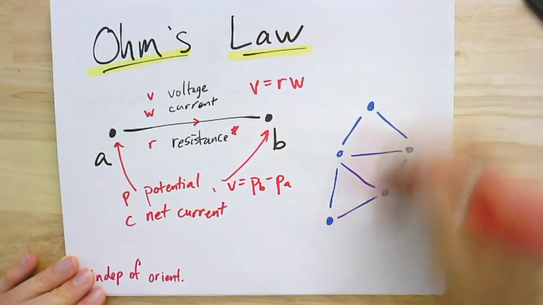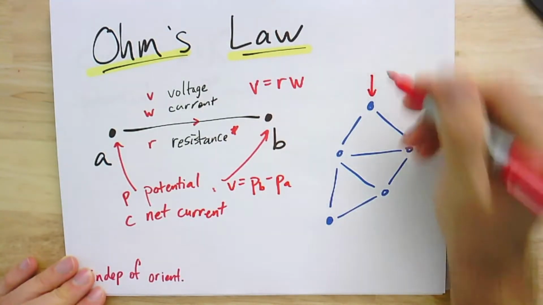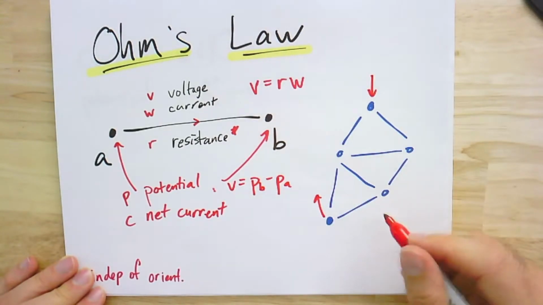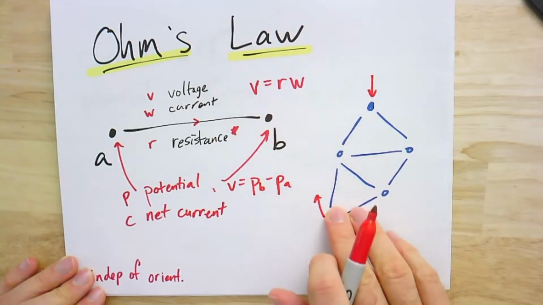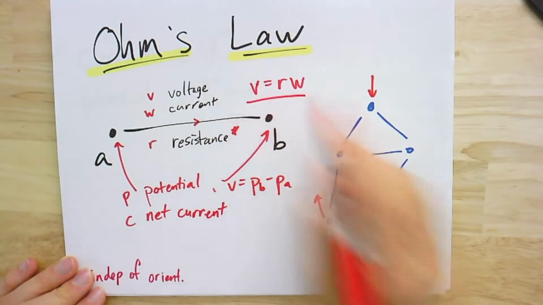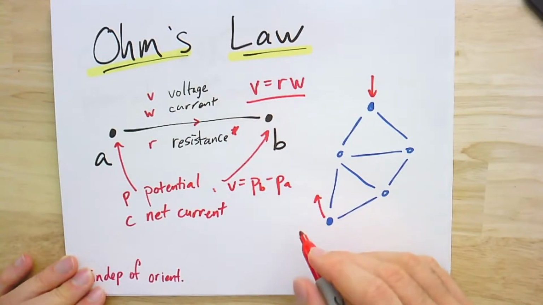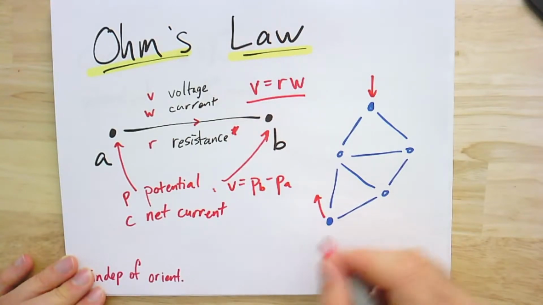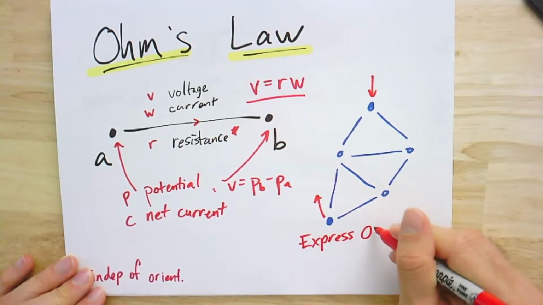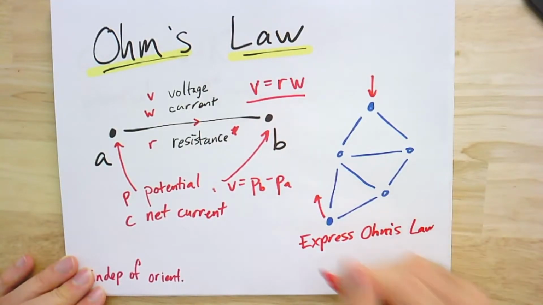All right. And now, here's a larger circuit, and of course there could be some net current coming in, some net current coming out, and within the rest of this circuit, at every edge we have this identity. And so the idea that we're going to try to push on here is to express Ohm's law everywhere, that is on every edge.